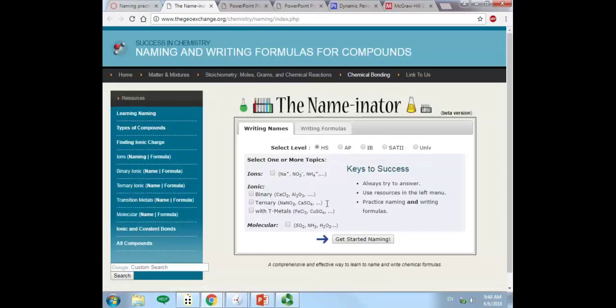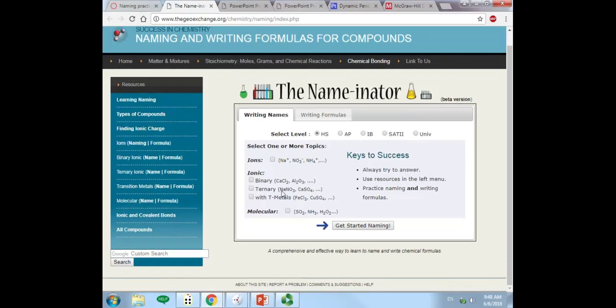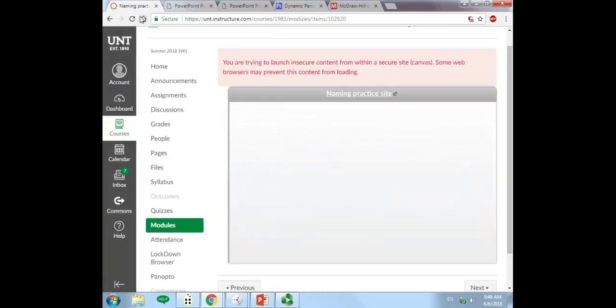So you can pick your topic. Oh, there's a Khan Academy one too. Anyways, so this is just one. You can pick your topics. Transition metals, I would pick all of these. Ions, you can do AP, university. Click all of them so you can practice. If it gives you a common name like methane, don't worry about it. And then you can get started naming so you can practice. So practice. You also have homework problems that are naming problems.